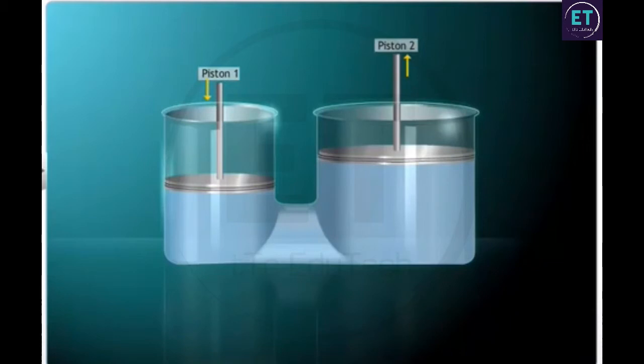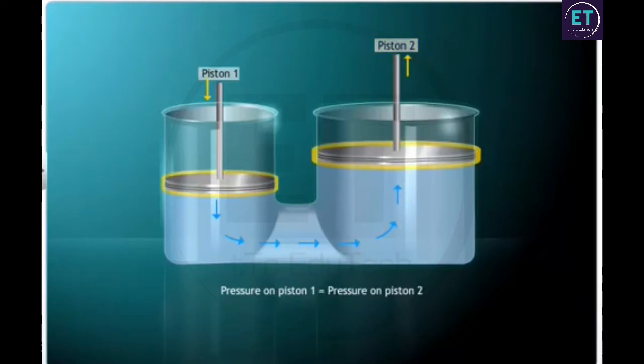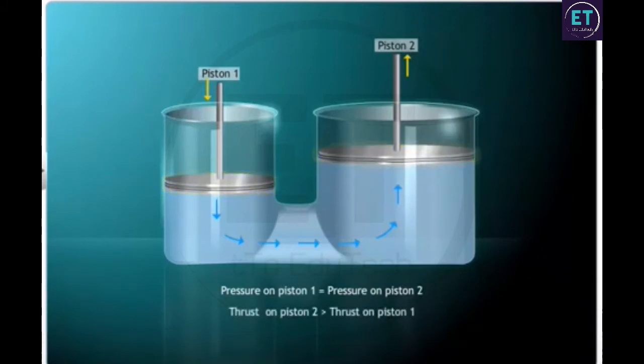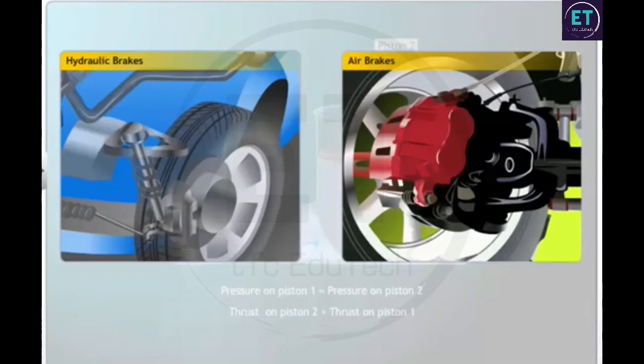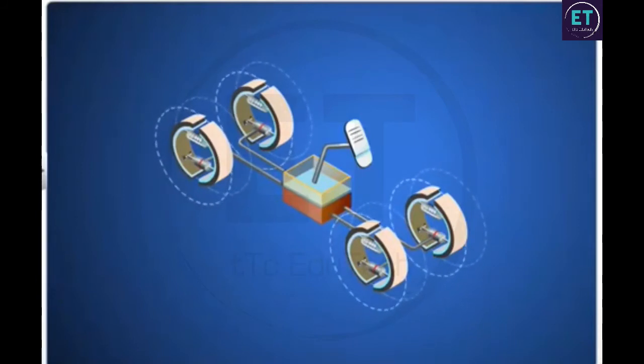As piston 1 is pushed inwards, piston 2 moves outwards. Thus, the increase in pressure through piston 1 is conveyed undiminished through the liquid to piston 2. As the area of cross-section of piston 2 is greater than that of piston 1, the thrust exerted on piston 2 is greater than that on piston 1. Hydraulic brakes as well as air brakes operate on the same principle. Let's see how this principle is applied in the construction of hydraulic brakes.